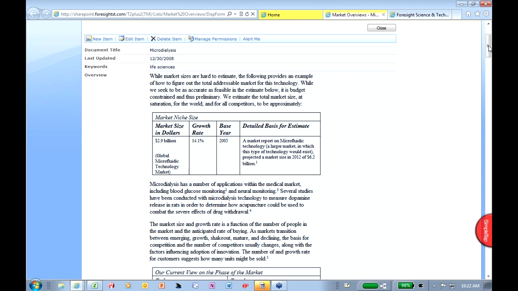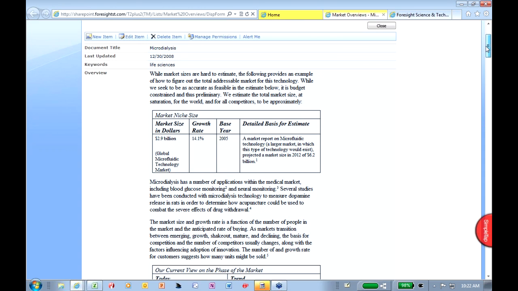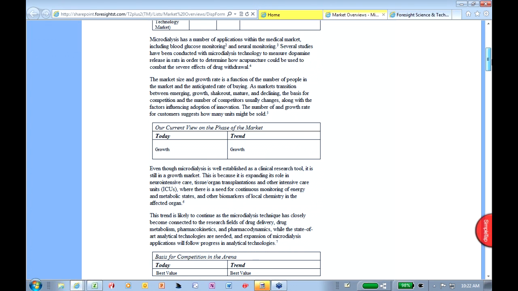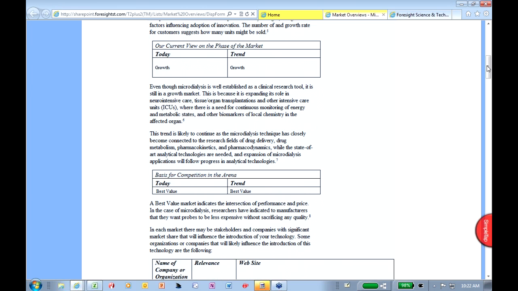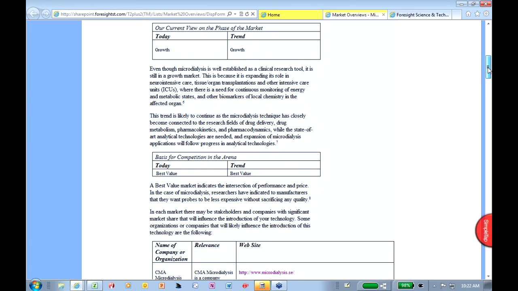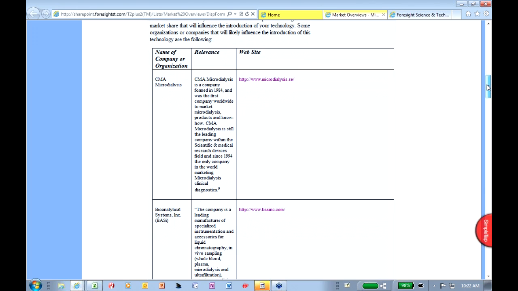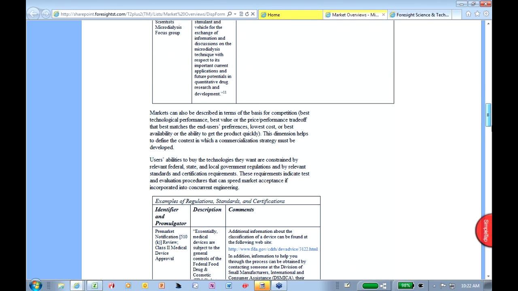And so here's what the market overviews contain. You get a market size. You get the phase of the market, you know, is this a growth, an embryonic, a mature, a declining market, whatever, some information on that. How people are currently competing in that marketplace. Who are some of the major companies playing in the marketplace? And this is useful because later on, these are obviously customers for technology, or licensees, potential licensees.